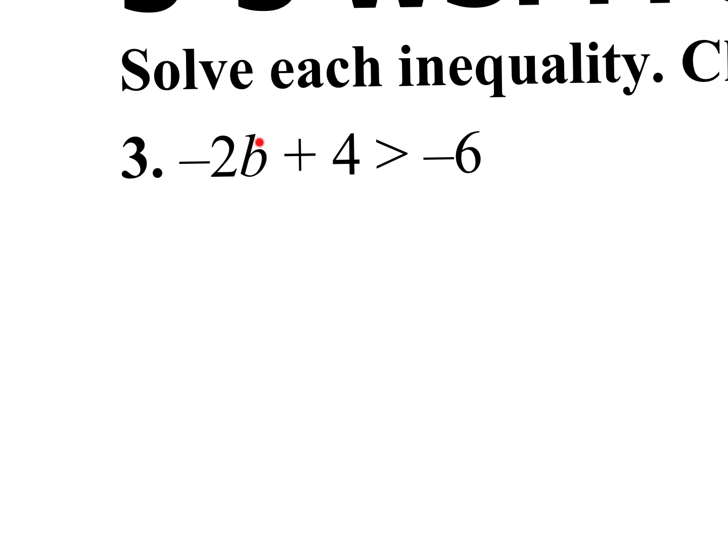You want to solve for b. You want to get b by itself. You're going to get rid of the 4 first by doing the opposite. Minus 4, minus 4. You're going to rewrite it. So negative 2b is greater than negative 10.